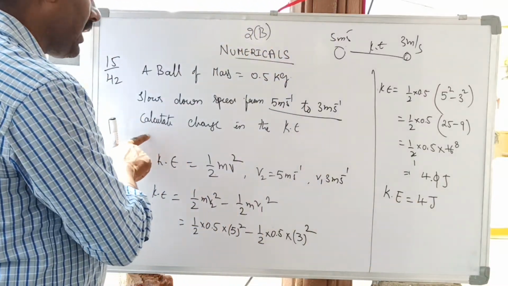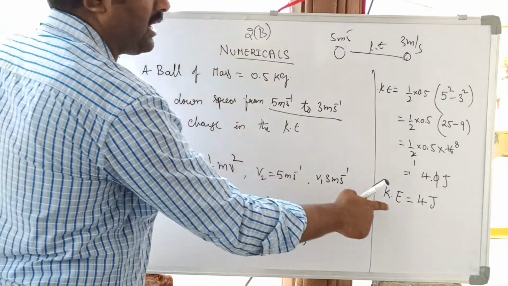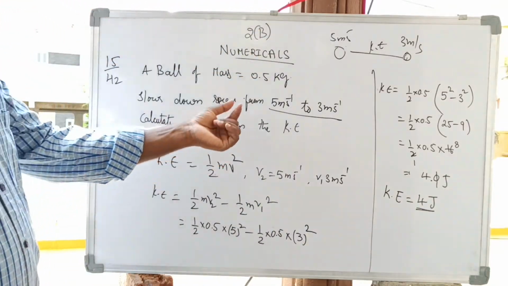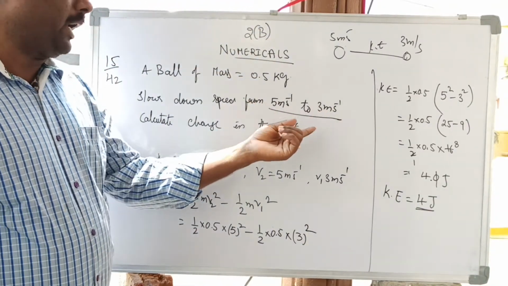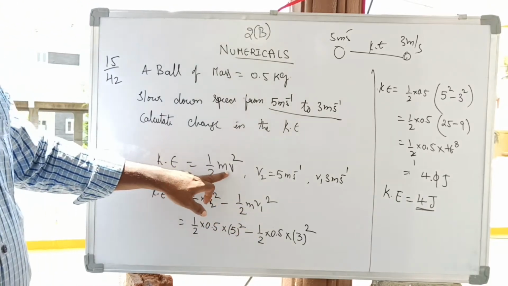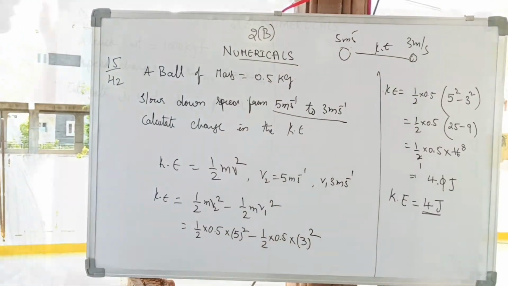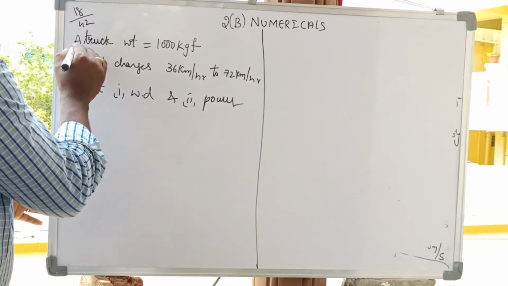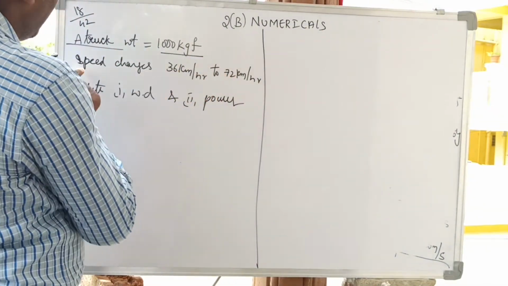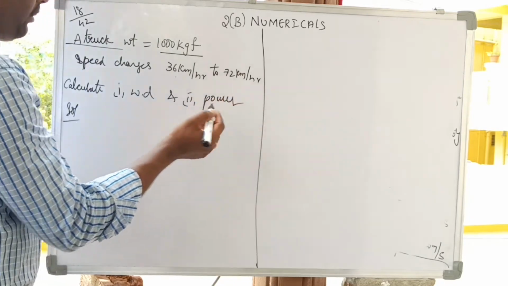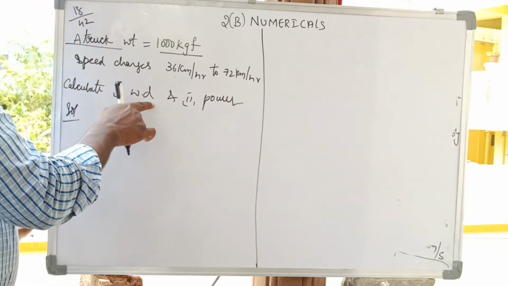So calculate the change in the kinetic energy. How much will it be? 4 joules. You can also do it directly by taking 5 minus 3, which is 2, and substituting in this formula, you get the kinetic energy as 4 joules. That way also you can do it. So the 18th question, page number 42. A truck weighing 1000 kg force, its speed changes from 36 km per hour to 72 kilometers per hour. Calculate the work done and its power.